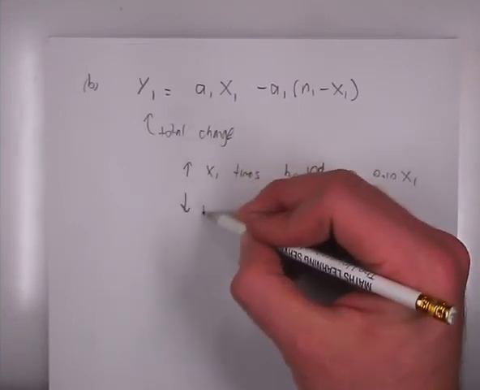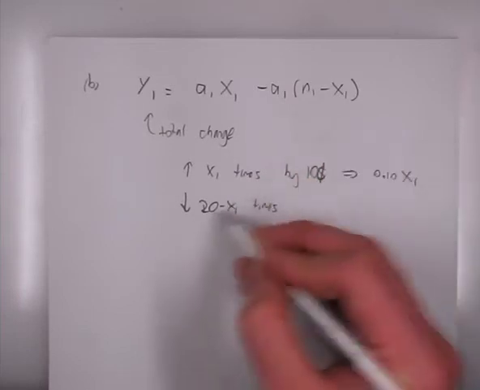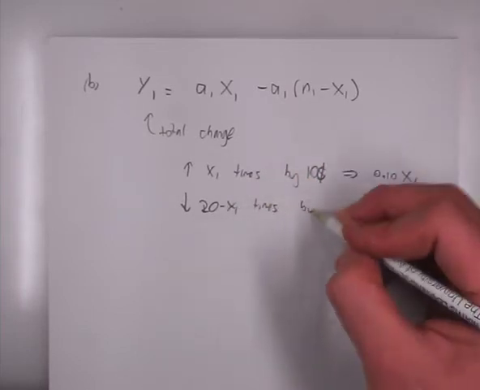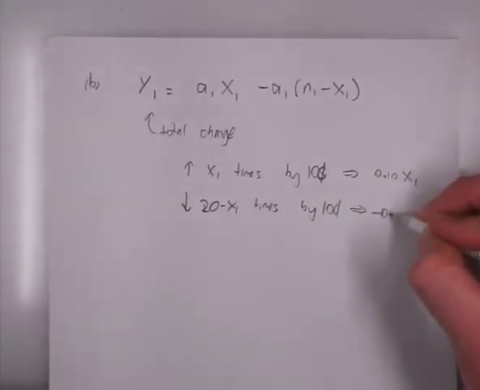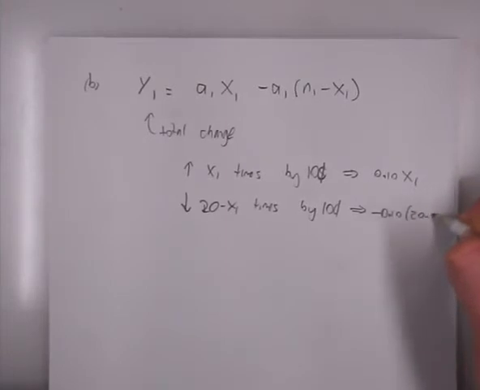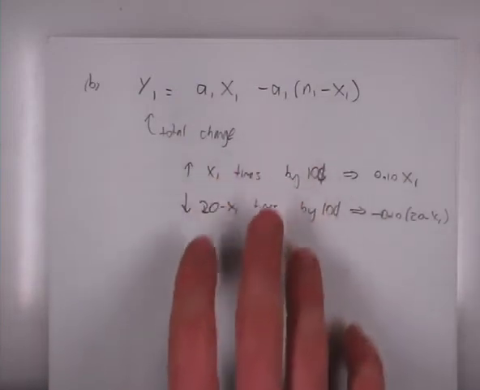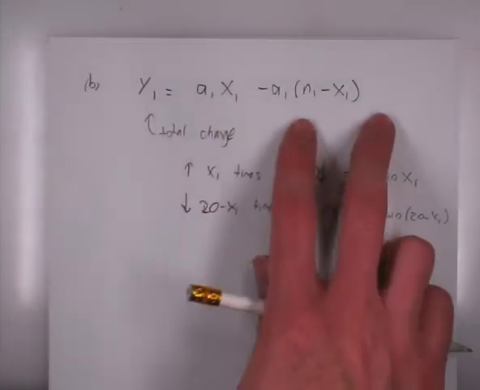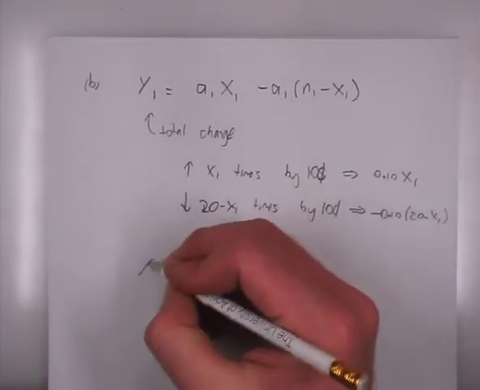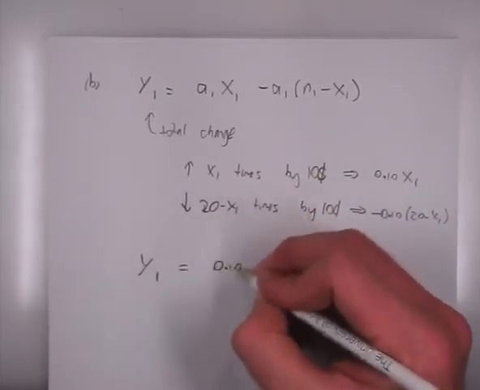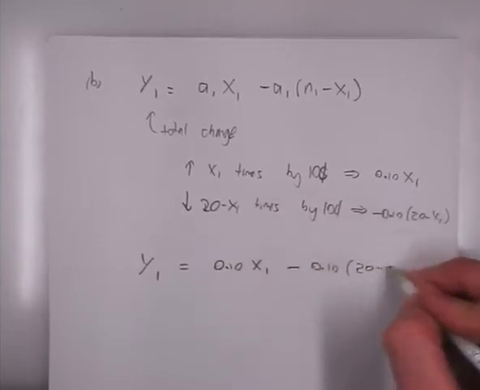And down 20 minus x1 times, because all the rest of them are going down by 10 cents. So that's giving me minus 10 cents times 20 minus x1. So it was actually perfectly possible for us to come up with this formula on our own, but they've given it to us, which is in a way more confusing than asking us to do it ourselves. So we've got y1 is 0.10 x1 minus 0.10 times 20 minus x1.